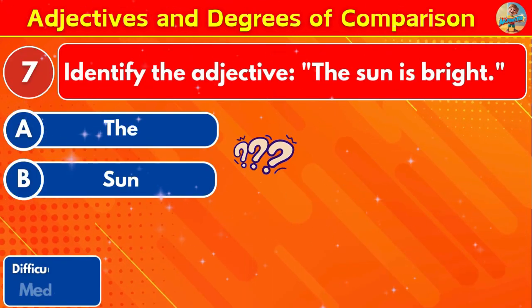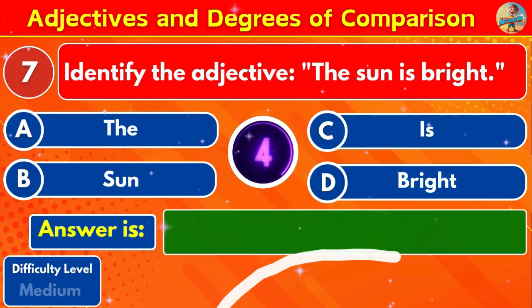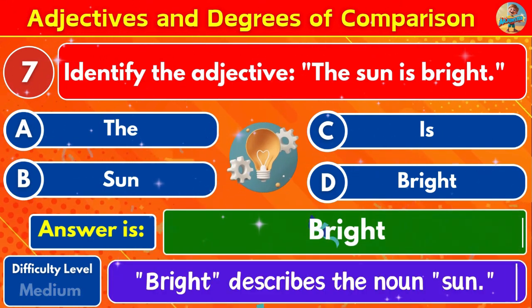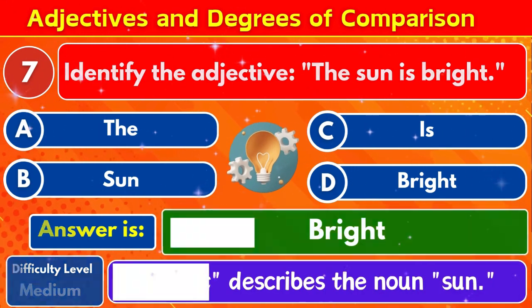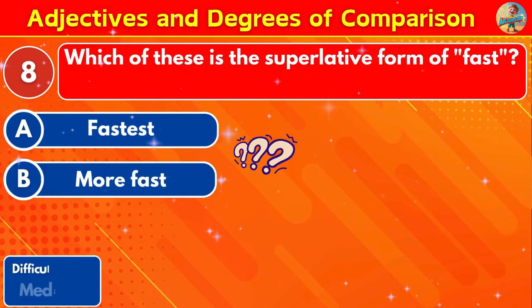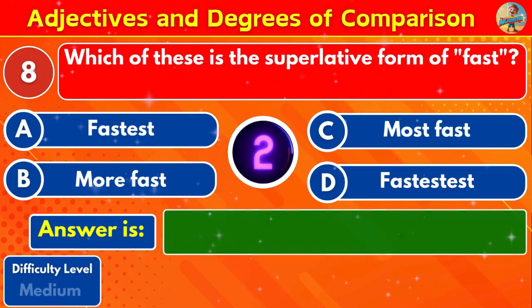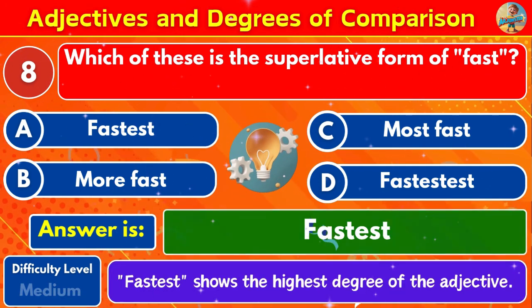Question 7 is, identify the adjective, the sun is bright. Answer 7 is bright. Question 8 is, which of these is the superlative form of fast? Answer 8 is fastest.